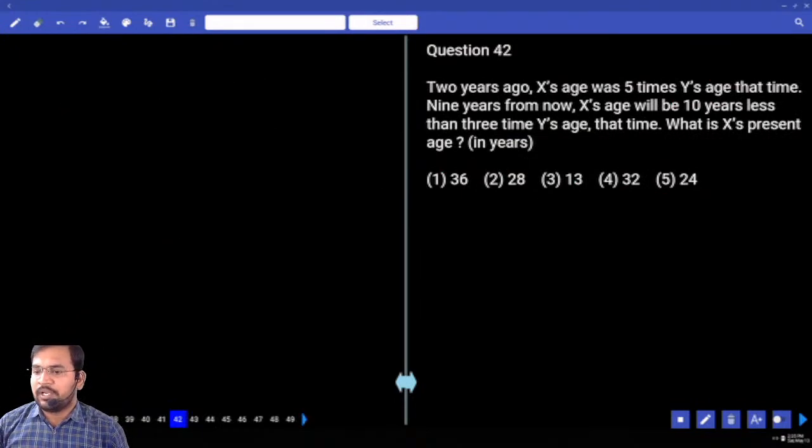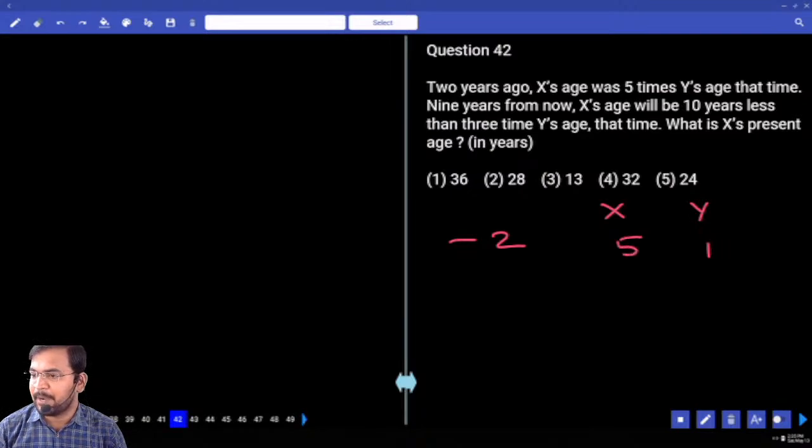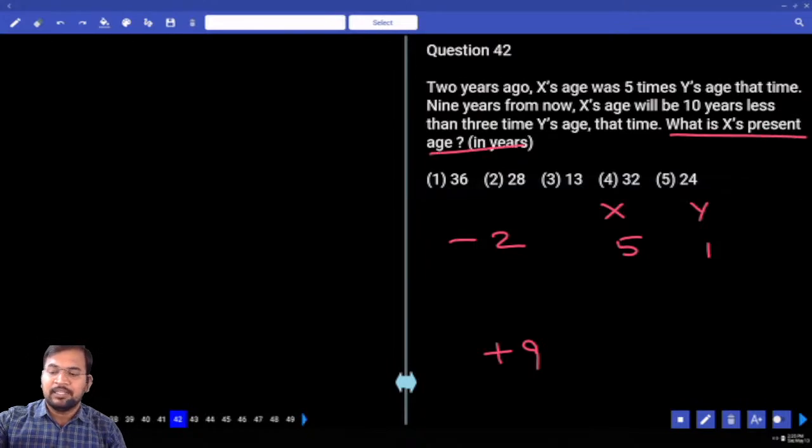2 years ago X age was 5 times of the Y's age. If Y's age is 1 part, X age was 5 parts. 9 years from now X age will be 10 years less than the Y's age. So what is the X present age? They are asking X present age, na? X present age is not 5 parts.